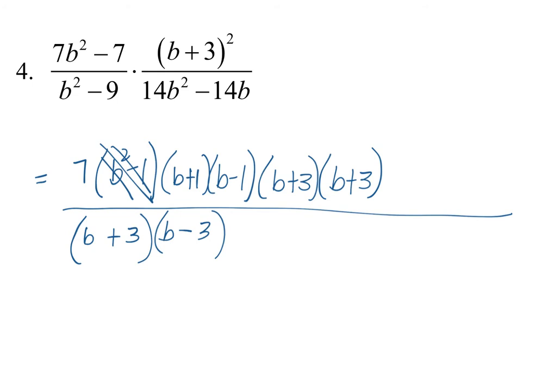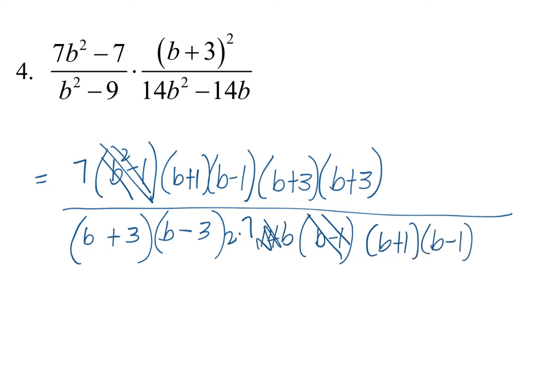So looking at the 14b squared minus 14b, I can pull out a 14. I can pull out a b, actually. And do remember 14 is really 2 times 7. Anyway, if I pull out 14b, I would be left with b minus 1, which is really b plus 1, b minus 1. So I've done a good bit of scratching out. Let me rewrite this.